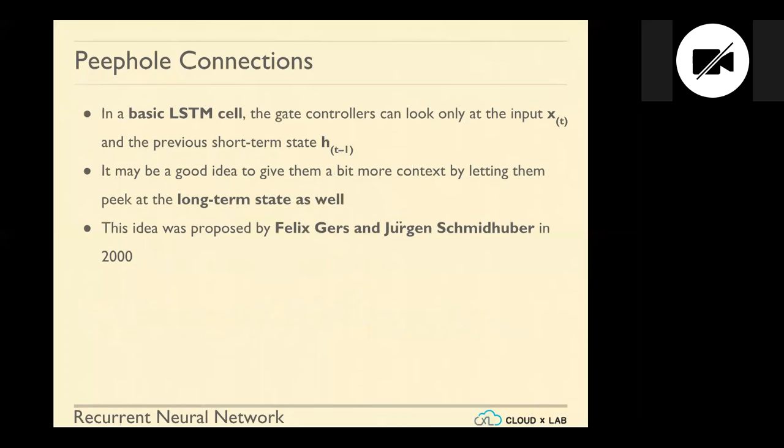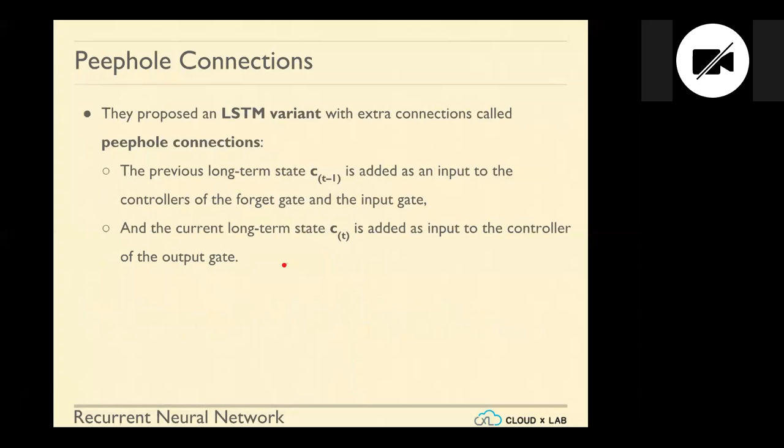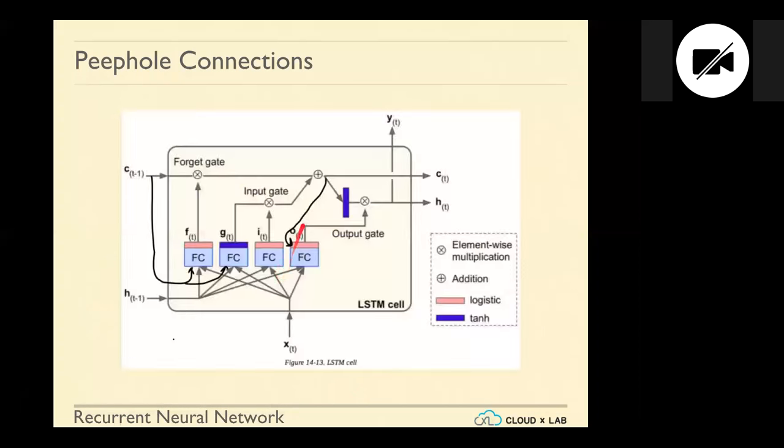In a basic LSTM cell, the gate controllers can look only at the input X and the previous short-term state H. It may be a good idea to give them a bit more context by letting them peek at the long-term state. So there was a minor modification by Felix and Jürgen in 2000, and they proposed the peephole connections. The peephole connections are nothing but one connection that goes from here to here and from here to here. That's the extra connection that you get. One of the inputs is fed here, and one of the inputs is fed here.